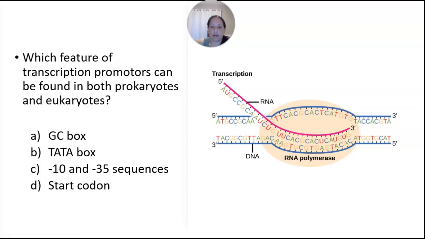Okay, another question on transcription. So it says, which feature of transcription promoters can be found in both prokaryotes and eukaryotes? And so again, I'll give you a second on that one. And so the correct answer there is B, the TATA box. That's a common consensus sequence in all organisms, which is used during initiation for that RNA polymerase to bind. The -35 sequence is not present in eukaryotes. Start codon has nothing to do with transcription, and it has to do with translation. And the GC box is not something.